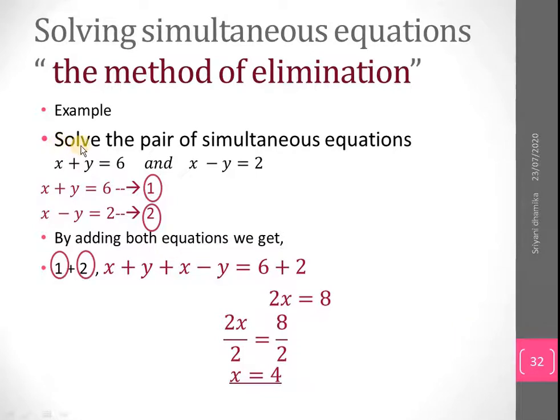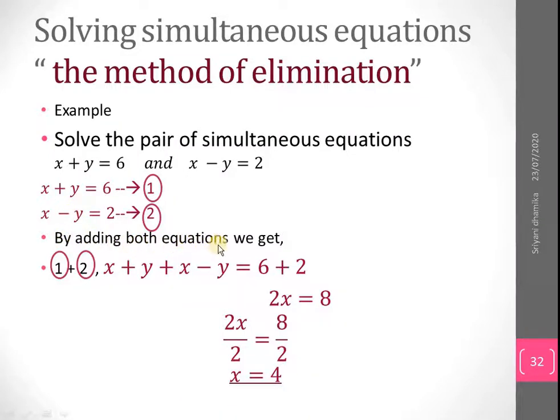See the first example, solve the pair of simultaneous equations. First, name the equations as first equation and second equation. Then you can see here the coefficient of x is positive 1 in the first equation, and the coefficient of x in the second equation is also positive 1. Then the coefficient of y in the first equation is positive 1, and the coefficient of y in the second equation is negative 1.